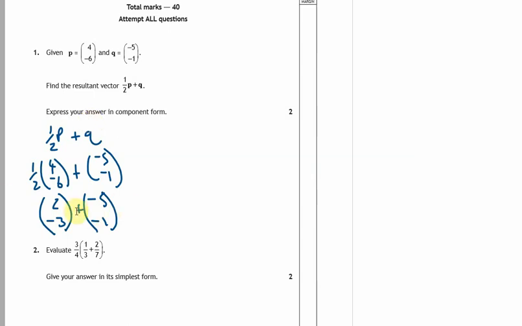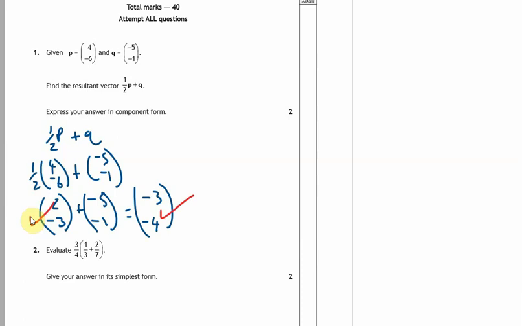And then I'm just looking to add my top line and then add the bottom line. Okay. So 2 plus minus 5 is going to give me minus 3. And minus 3 minus 1 gives me minus 4. Okay. Let me just check the marking scheme. So you get a mark for working out half P, and then you get a mark for the final answer.